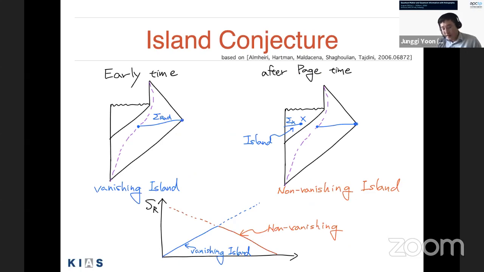And usually, when you extremize some quantity, there are two types of extrema. One is the extremum that happens somewhere in the interior, and the other usually happens at the boundary, which means that this area of the x just vanishes. So we have two local extrema. This is a vanishing island, and here there is a non-vanishing island. For the vanishing island, as before, the entanglement entropy will increase. For the non-vanishing island, however, the entanglement entropy decreases as time passes.